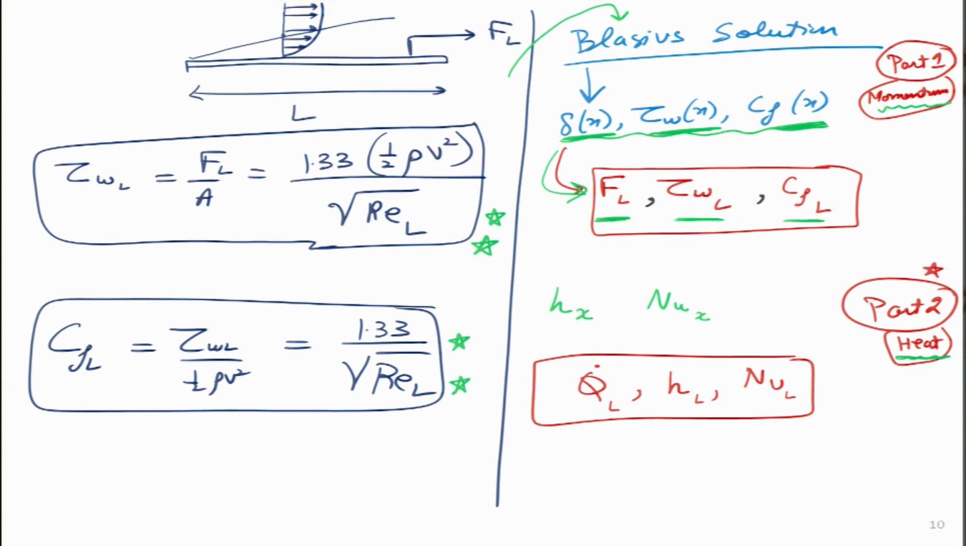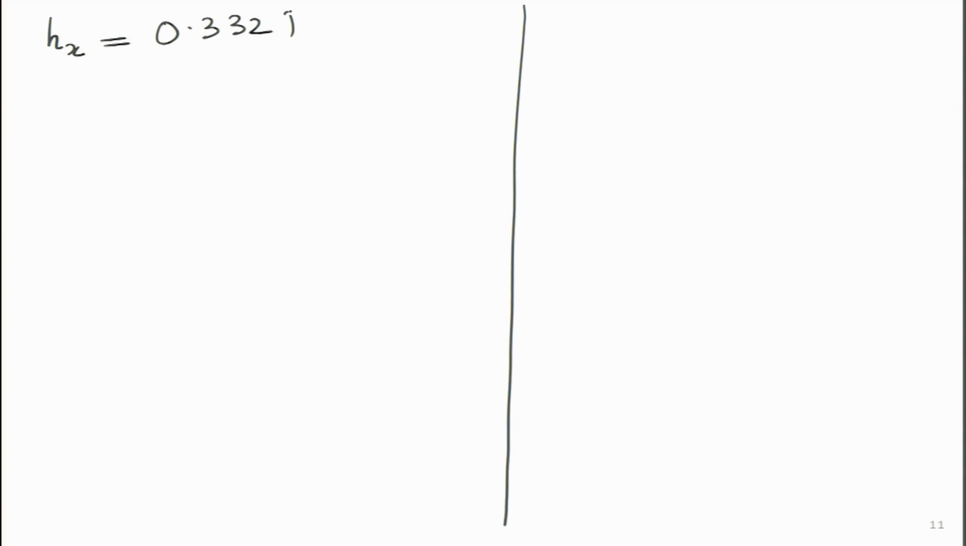So, we will continue with the Blasius solution, and let us see what the solution looks like for heat transfer. The solution of the Blasius equation gives us h as a function of x, which is 0.332 Prandtl to the power 1 by 3, thermal conductivity k, square root of V by nu x. I will call this the local convective heat transfer coefficient.